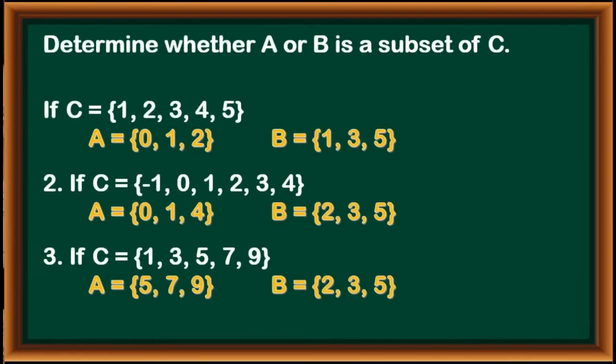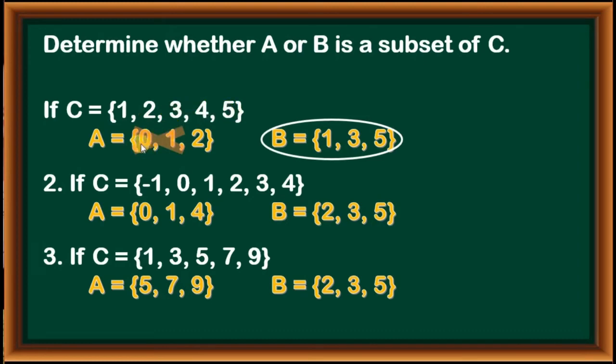Now, let's try to determine whether set A or set B is the subset of C. Let's have the first example. Set C is equal to {1, 2, 3, 4, 5}. Now, what do you think, or who do you think is the subset of this given set? Is it this one or this one? The correct answer is letter B. So, set B is the subset of set C. Why? 1, 3, 5 are the elements of set B. As you can see, they are also in here. 1, 3, and 5.